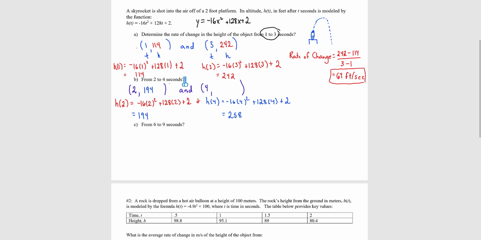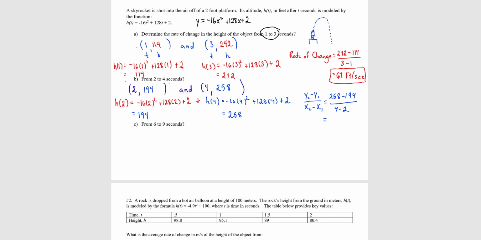So I'm getting 194 and 258, which means, again, this should be a positive rate of change. So this time I'm getting a rate of change of 32 feet per second. So this tells me it is slowing down. We're probably getting pretty close to the peak before it starts dropping, which means from 6 to 9 seconds is probably going to be a negative answer.